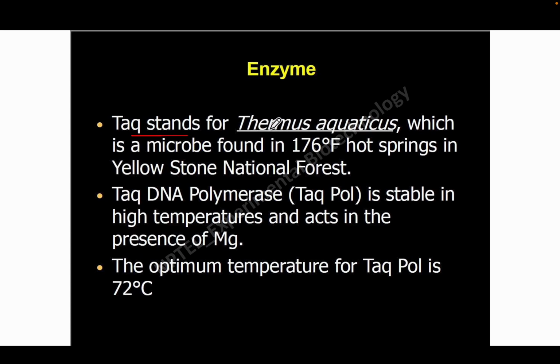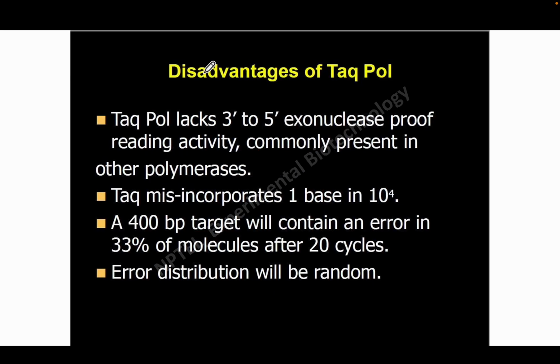So Taq stands for Thermus aquaticus, which is a microbe found in 170 degree Fahrenheit hot springs in Yellowstone National Park. Okay, this is pretty cool to understand. So Taq DNA polymerase is stable in high temperatures and acts in the presence of magnesium. The optimum temperature for Taq polymerase is 72 degrees. Taq polymerase lacks the 3' to 5' exonuclease proofreading activity commonly present in other polymerases. Taq misincorporates one base in 10 to the 4, so there is some error rate. A 400 base pair target will contain an error in 33% of the molecules after 20 cycles. Error distribution will be random.